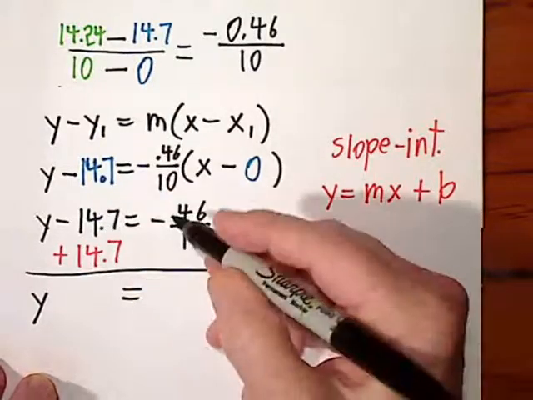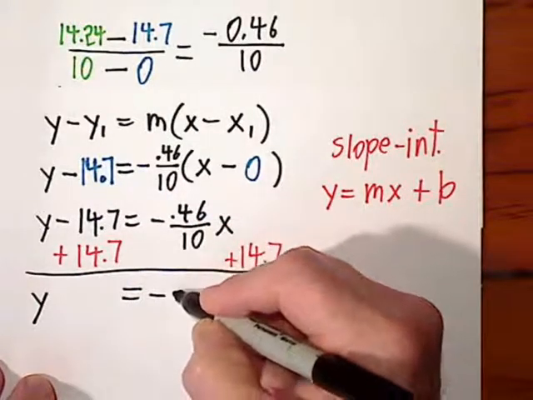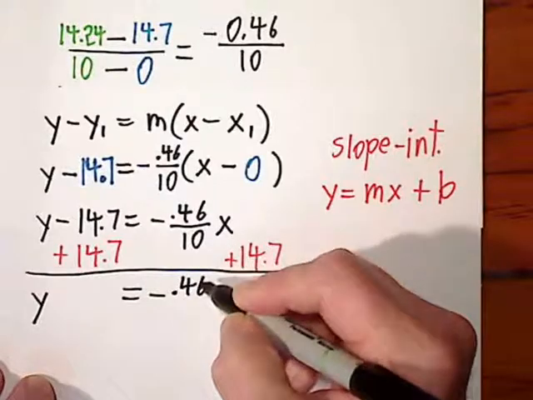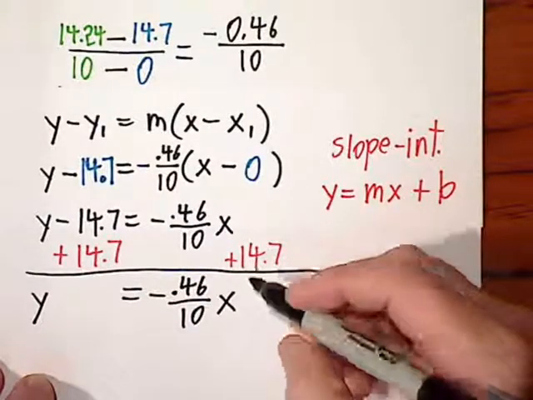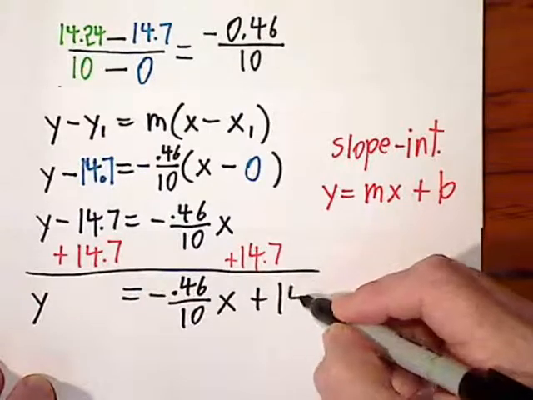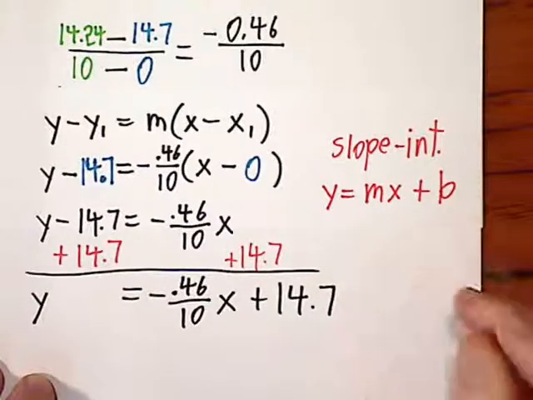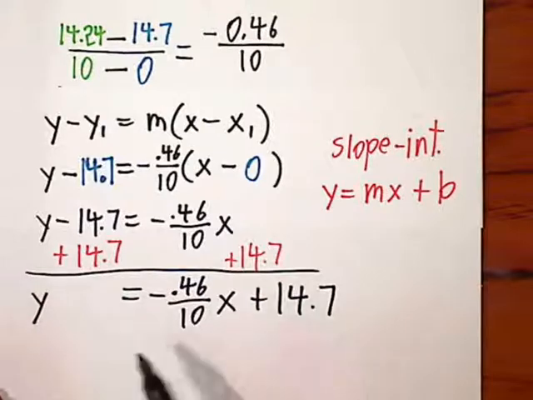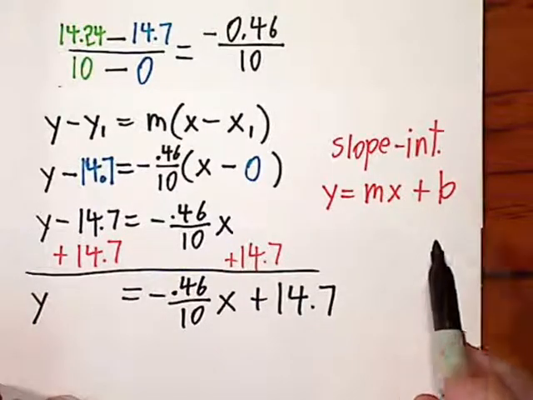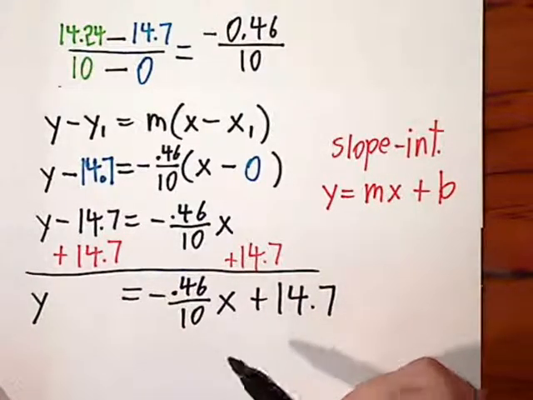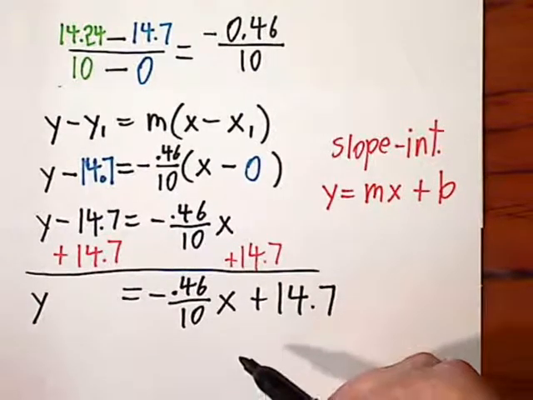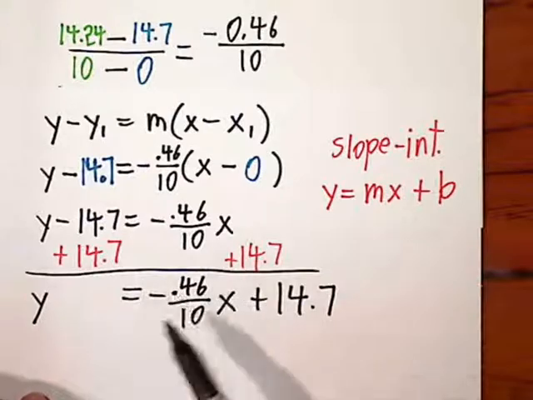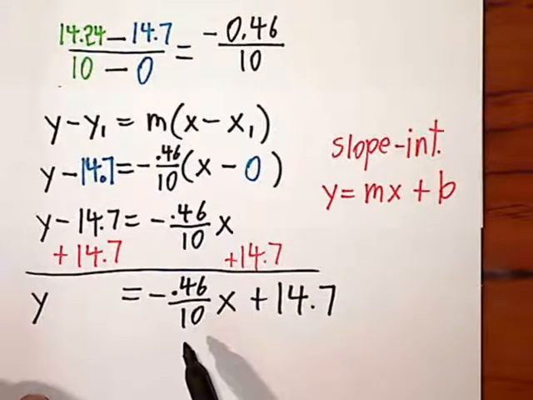This is a 0. Of course, I don't have to write it. Negative 0.46 over 10 x plus 14.7. This equation is now in slope-intercept form. Again, that's looking kind of strange, but let's see. So in the directions they're asking us to use integers or decimals.